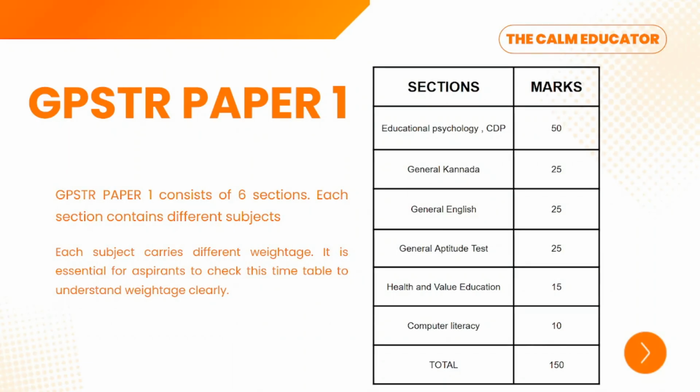GPSTR Paper 1 focuses on subjects like Educational Psychology for 50 marks, General Kannada, General English and General Aptitude Test for 25 marks each. The Health and Value Education section carries 15 marks, and Computer Literacy carries 10 marks. Overall, GPSTR Paper 1 carries 150 marks. Notice that Educational Psychology carries the highest weightage.